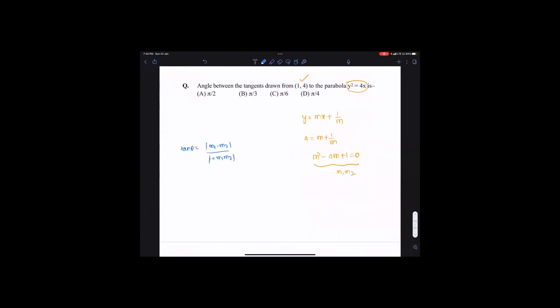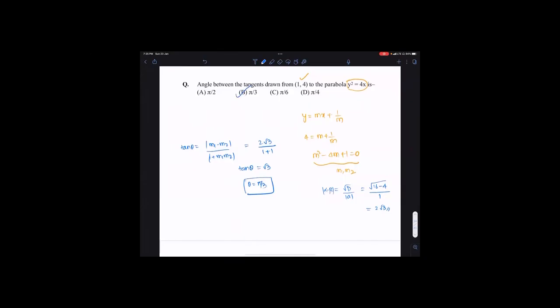For a quadratic, the difference between the roots alpha minus beta is square root of discriminant by mod a. So here the discriminant is how much? b square minus 4ac, so 16 minus 4, divided by mod a which is 1. So root 12, which is 2 root 3. That is the difference between the roots. 1 plus the product of the roots; the product of the roots is 1 only. So tan theta is root 3. Then what will be theta? It is pi by 3, the angle between the tangents.